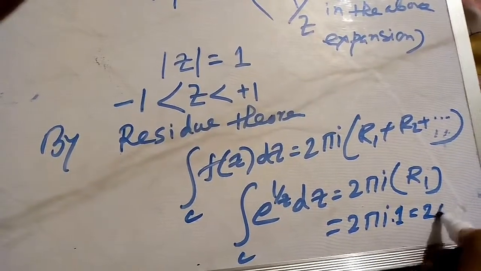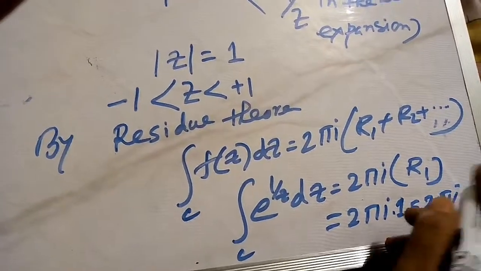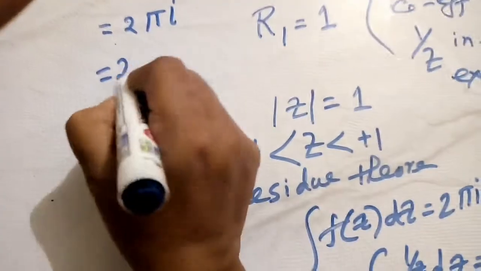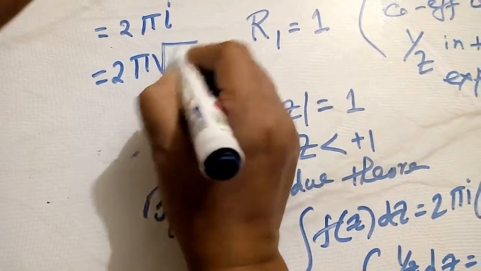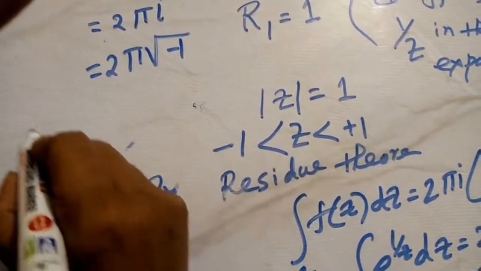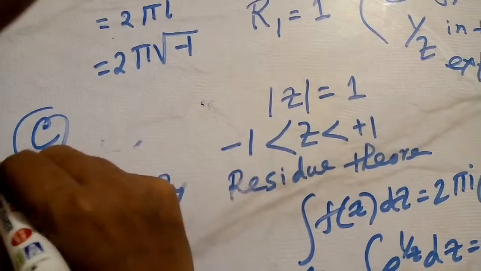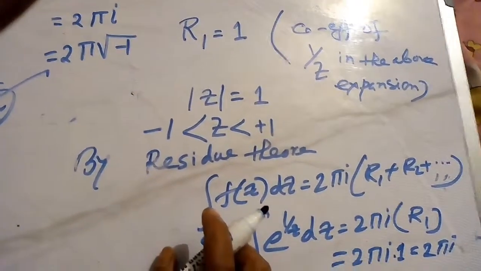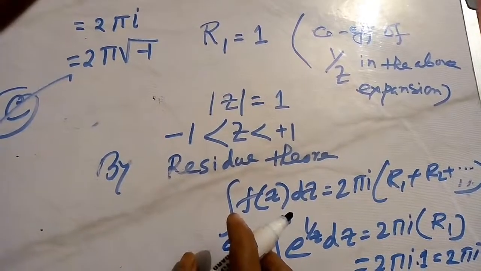So the answer is 2 pi i, which means 2 pi root over of minus 1. That means option C is the right option. Clear? Option C is the right option.